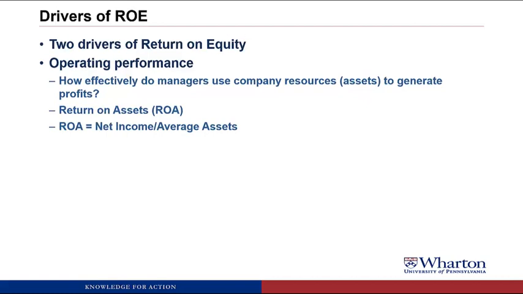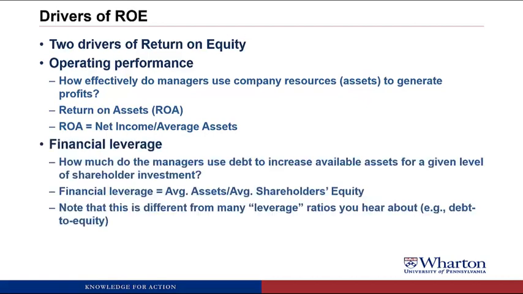So what it tells you is, for each dollar of assets the manager has to play with, how much net income do they generate? The second driver is financial leverage. This answers the question, how much do the managers use debt to increase available assets for a given level of shareholder investment? Financial leverage is defined as average total assets divided by average stockholders' equity. So for each dollar of stockholders' equity, how much assets does the company have?